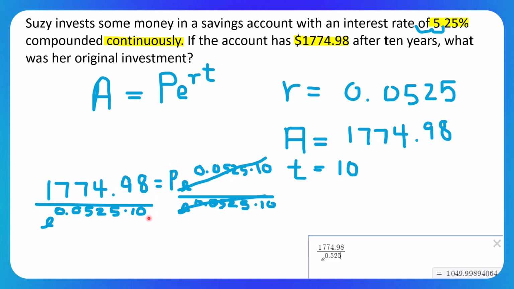So put this into your calculator to get your answer. And you can see down here what I got when I put this into decimals. I got $1,049.99. Rounding that up to the nearest dollar is $1,050.